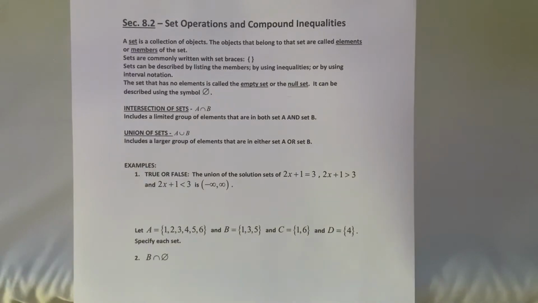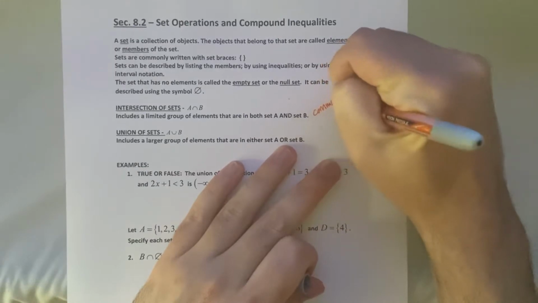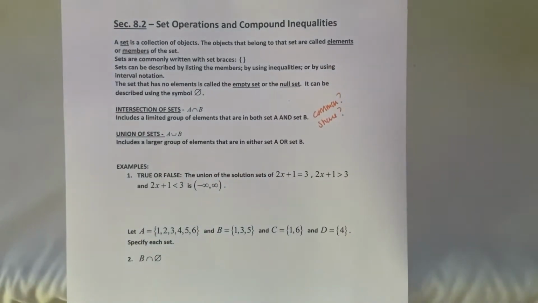So the intersection includes a limited group of elements that are in both set A and B. So intersection is, what do they have in common if you're intersecting two sets, or what do they share? If you think about the intersection of two roads, where they intersect is where they both share the same space.